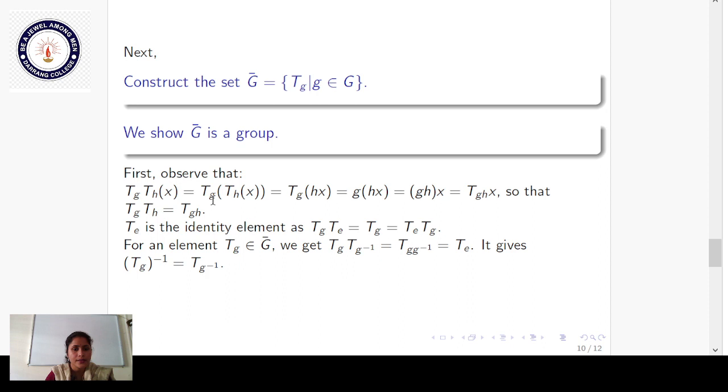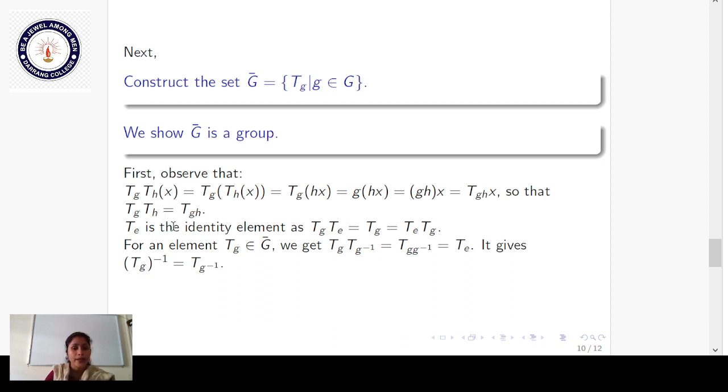Tg Th of x is Tg of Th of x, which will give us Tgh of x. That means the product of these two permutations, for two different elements, is nothing but the permutation corresponding to the product of the elements. So we get Tg Th equals Tgh.